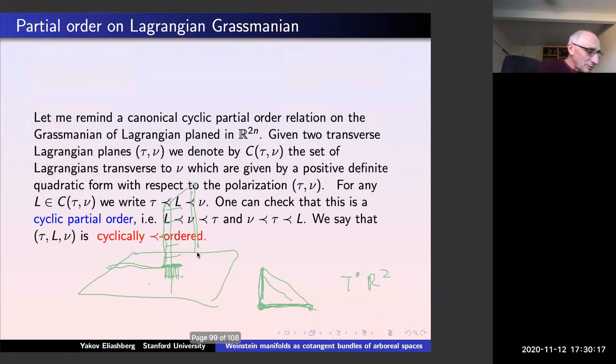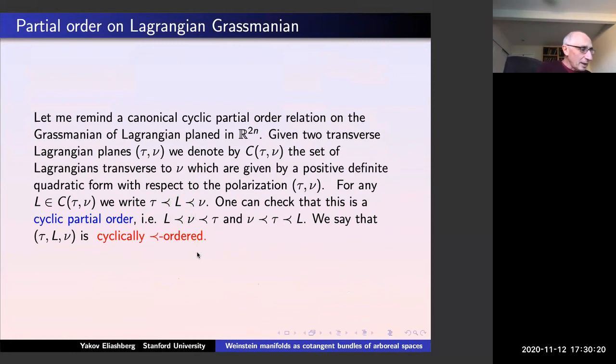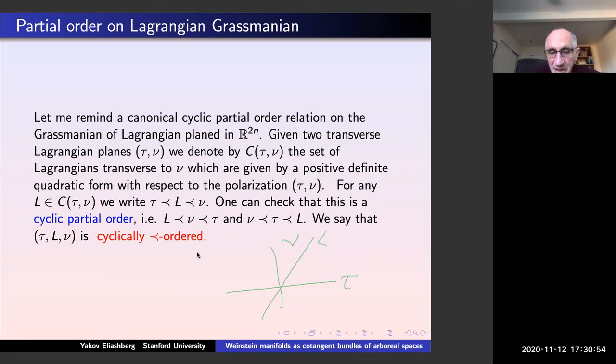Positivity helps because of the following. Let me discuss a little bit of Lagrangian linear algebra. Suppose you have two Lagrangians. Two Lagrangians identify the space with the cotangent bundle of one of them. Therefore, any third Lagrangian transverse to the fiber can be viewed as a quadratic form, a generating function. And this quadratic form could be positive definite. So there is a cone in the space of Lagrangians corresponding to positive definite quadratic forms. In fact, the relation that L belongs to this cone is some kind of cyclic order.